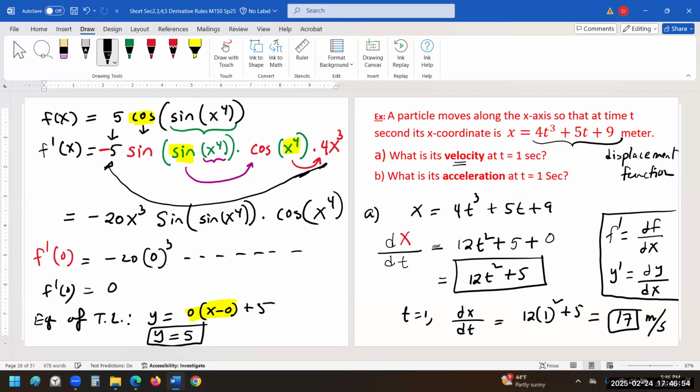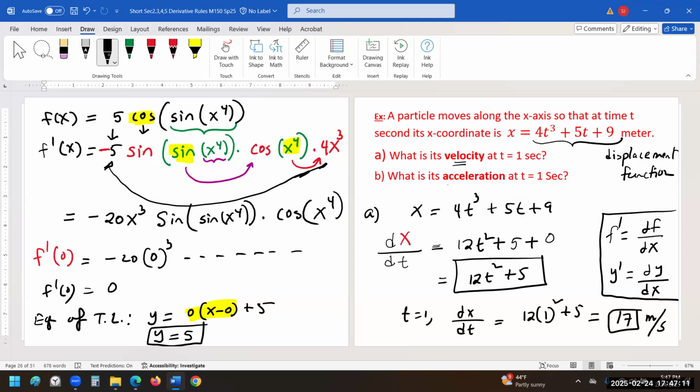It's meters per second. How do I know? Because they're telling us a displacement in terms of meters, and we took the derivative with respect to time, and time is in seconds, 1 second. So velocity has units of something over something.